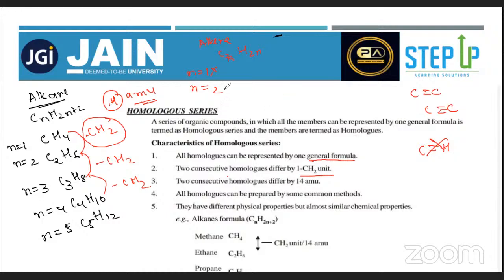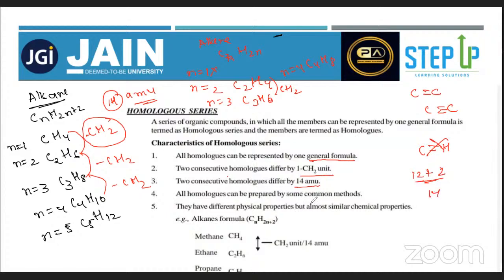From n is equal to 2 we get them. So n is equal to 2 gives C2H4. N is equal to 3 gives C3H6. N is equal to 4 gives C4H8. You see the difference here is also CH2. So everywhere this will be a CH2 unit, or 14, because carbon is 12 and hydrogen is 1 and 1, so 2. So 14.